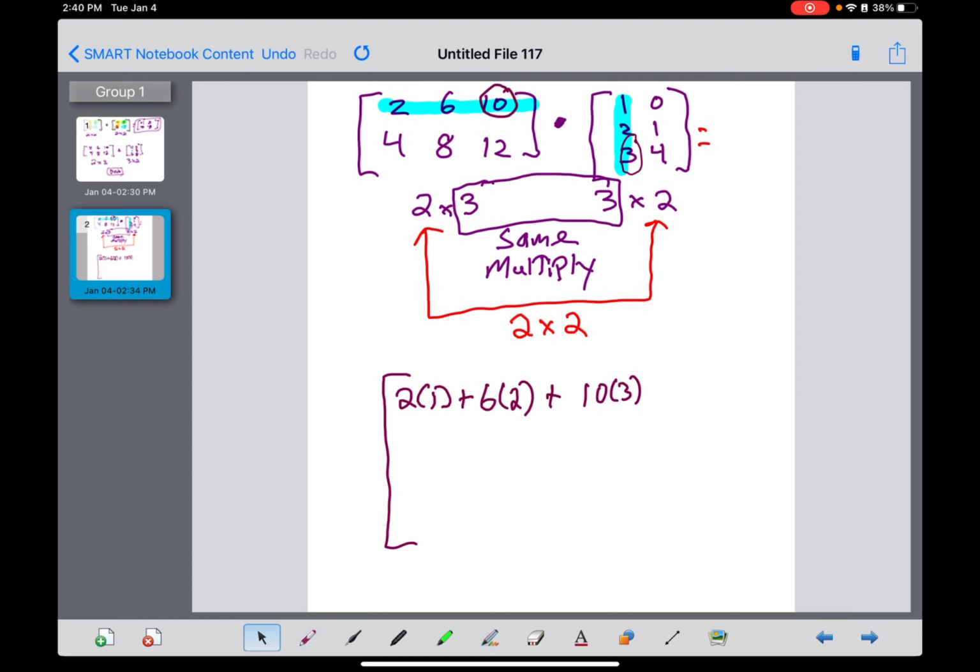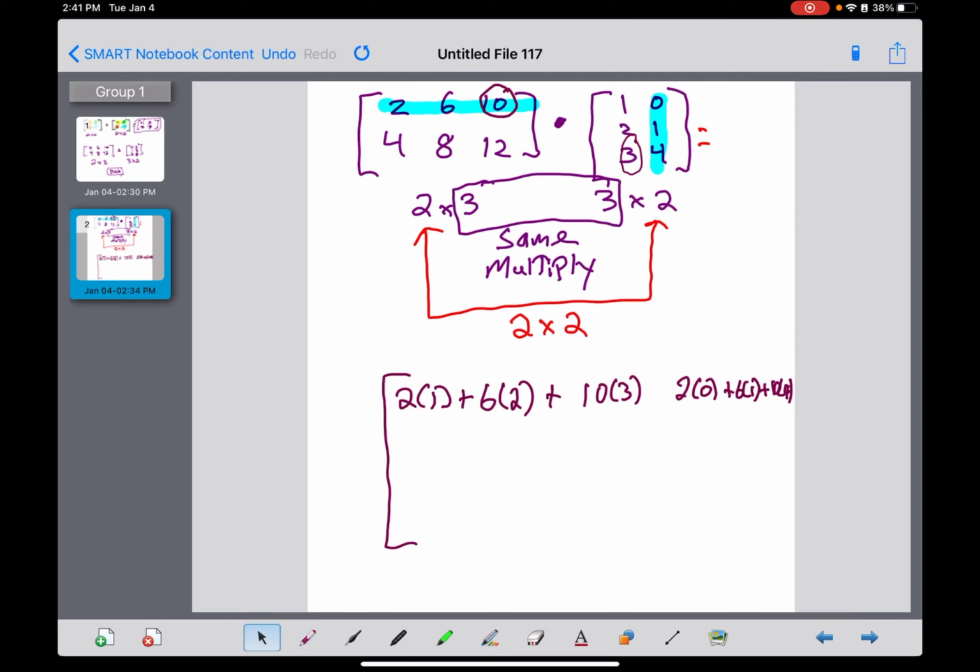Now I'm going to shift over to the first row, second column. So now all my answers are going to go right here. You can see how this needs some space, but I'm doing it the same way. The first element of the row is 2. The first element of the column is 0. So I'm going to take 2 times 0. Plus, the second element in the row is 6, the second element in the column is 1, so 6 times 1. Plus, really out of room, the third element is 10 and the third element is 4. 10 times 4, sorry.